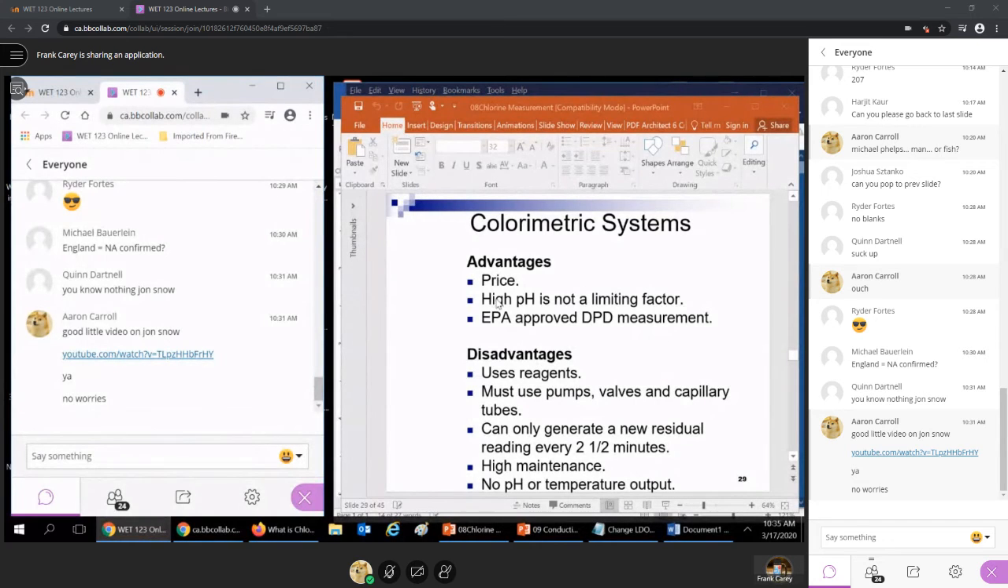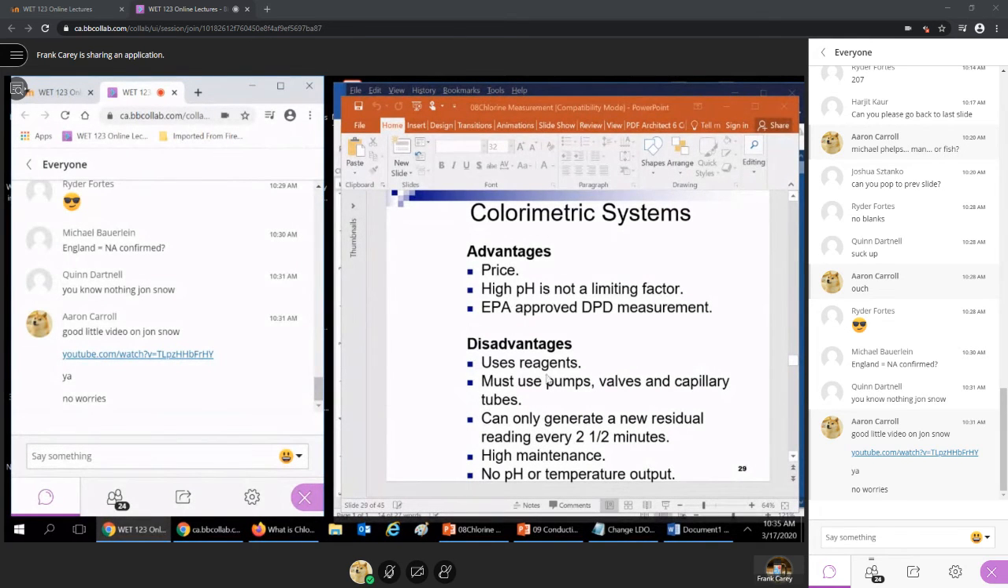Advantages, well, it's cheap, easy to use, all that sort of stuff. Problems, you have to use reagents. The pill packs do have a lifespan, and you must use pumps and valves. You've got to constantly sample, batch sample, all that sort of stuff, and it cannot adjust for pH or temperature.